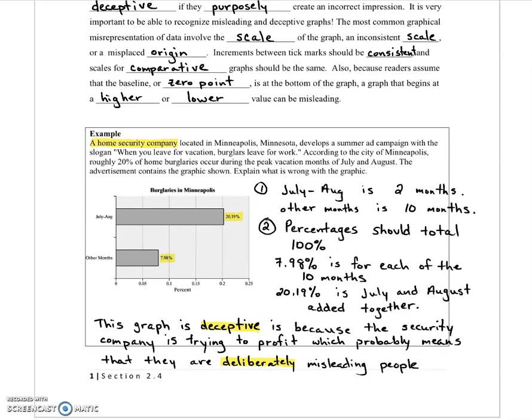We'll end this video here, and we'll look at some other examples of misleading and deceptive graphs in the next video.